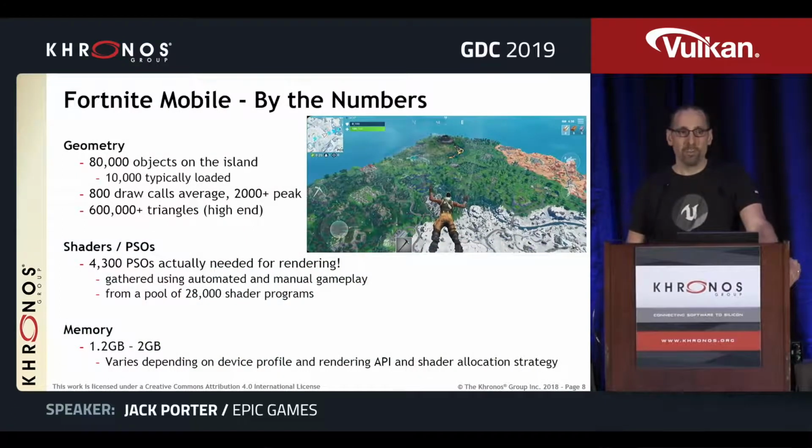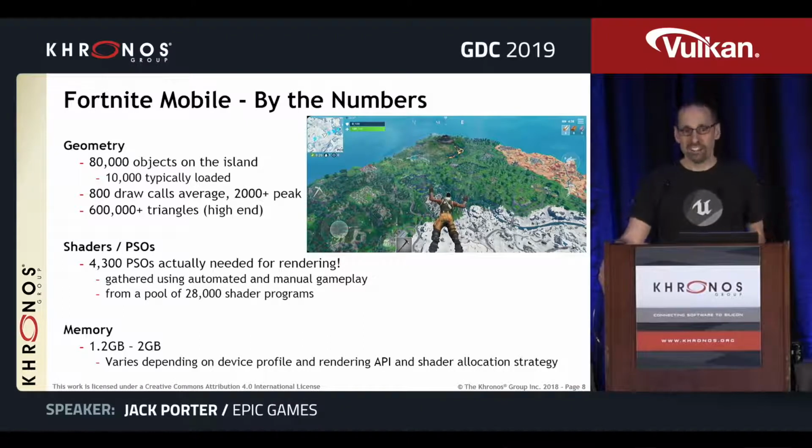Okay, so those simple things out of the way, this is the scope of the problem as it remains. We've still got about 80,000 objects on the island, 10,000 of which are typically loaded based on our content streaming system. Around 800 draw calls, but it could be 2,000 peak with a lot of firefights and explosions going on towards the end of the game. And we could have 600,000 triangles on the high end where we have most of the effects and all of the foliage turned on.